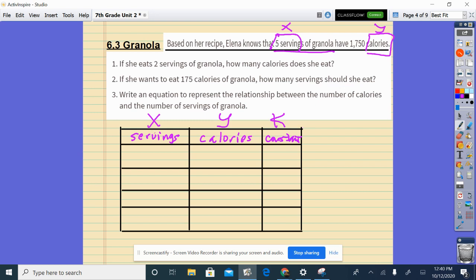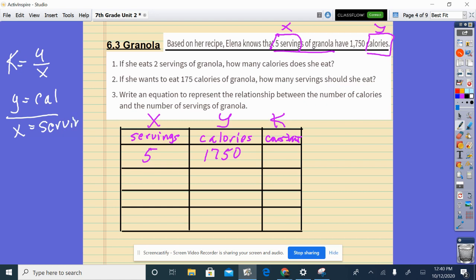So what do I know? And that's the other thing too: don't overthink this stuff. Just say, well, what do I know? Well, I know we're talking about 5 servings, and those 5 servings have a total of 1,750 calories. So what else do I know? Well, I know that K equals Y over X. Y is the number of calories, and X is the number of servings.